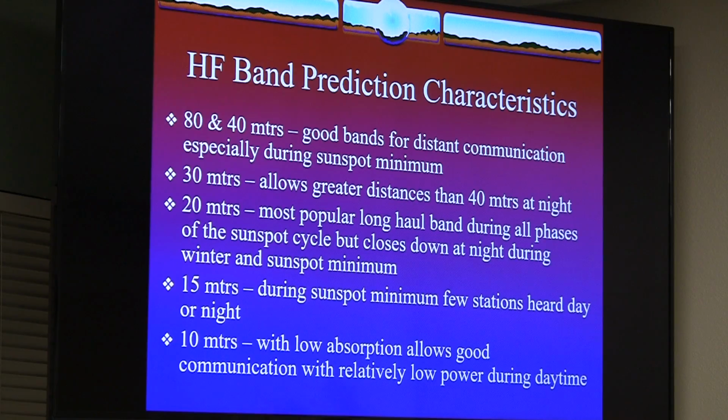15 meters, which is pretty high frequency. During sunspot activity minimum, a few stations are heard. You need good sunspot activity to get those higher frequencies. 10 meters, same thing. The low absorption allows good communications with relatively low power during daylight.